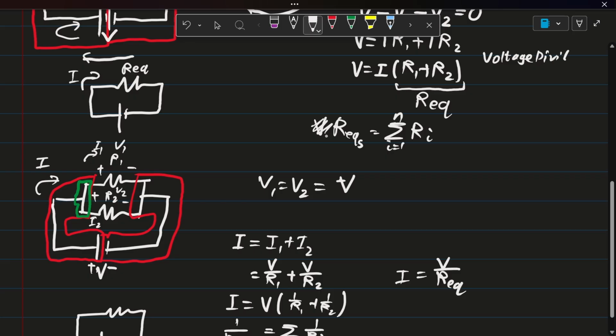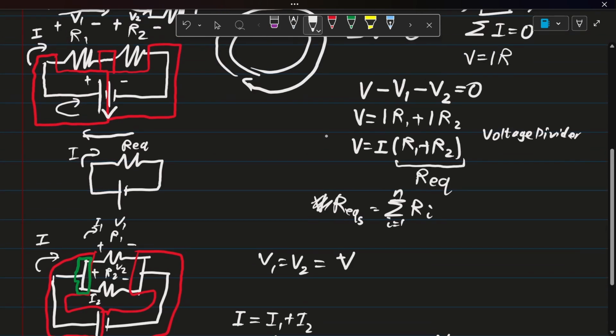So if you actually try to compute the voltage at each of the resistors, V1 should be I R1, right? So the current is V over R1 plus R2. So it's V R1 over R1 plus R2. And for V2, it will be V R2 over R1 plus R2. So you could see that instead of each resistor taking the whole voltage, you are pretty much splitting it into two.